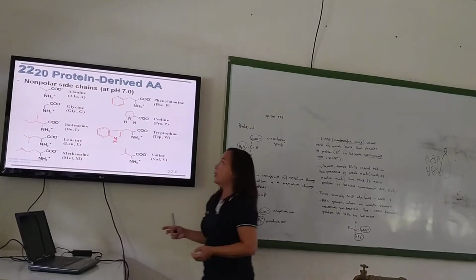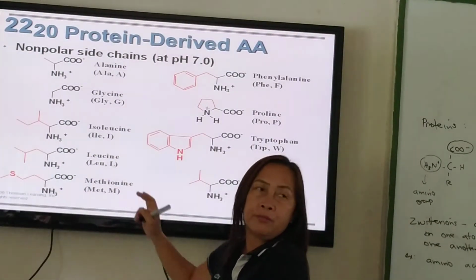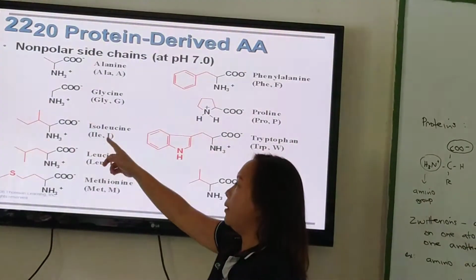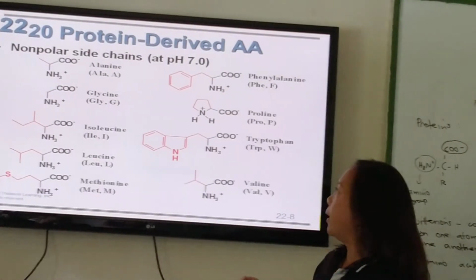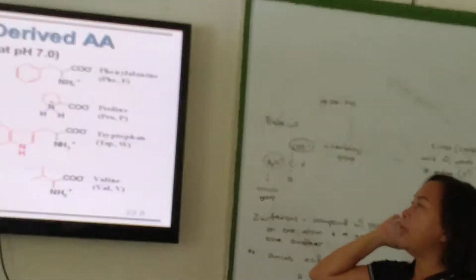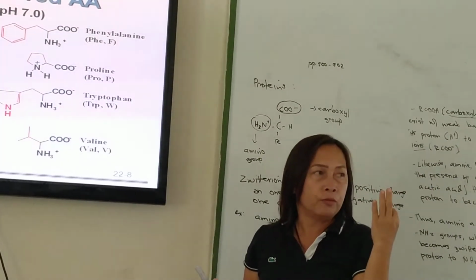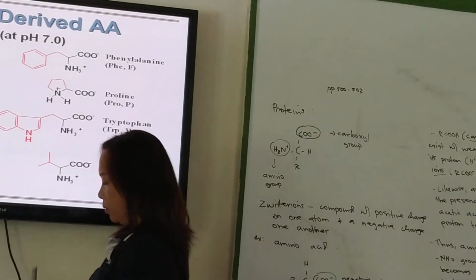Say for alanine, it is abbreviated as ALA. I prefer this, the first three letters. Then isoleucine, ILE, leucine, LEU, methionine, MET. Okay? Phenylalanine, PHE. Proline, PRO. I prefer the first three letters for the abbreviation. Valine, VAL, tryptophan, TRP. Okay, so we have those.